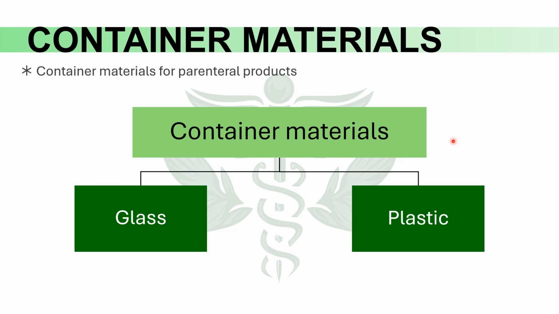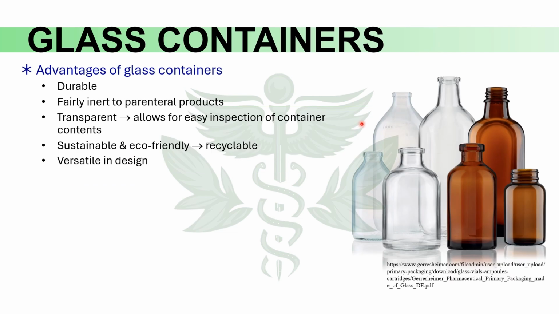There are many materials, but the two most common and the ones we'll be discussing in this video are glass containers and plastic containers. Beginning with glass containers, they have many advantages, and as such, they are the most preferred material to manufacture pharmaceutical primary packaging. They are durable, and they are fairly inert to parenteral products. The reality is that glass isn't totally inert. It's inert to a certain degree.